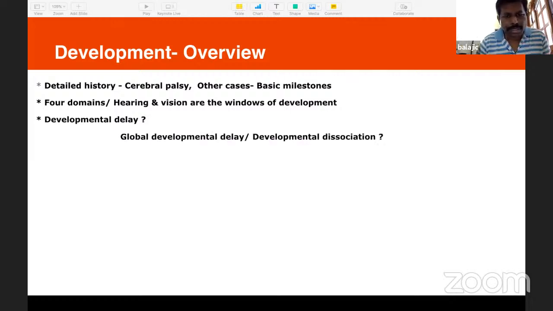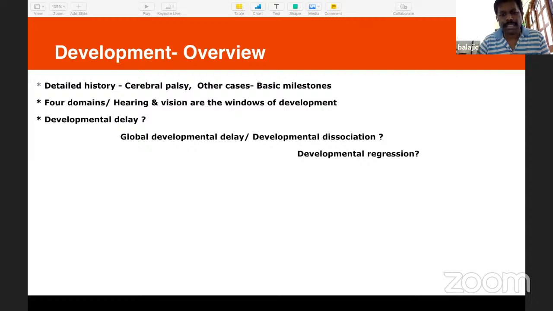If there is a developmental delay, is it global developmental delay or developmental dissociation? Global developmental delay, in the sense that all the 4 domains are involved, then that is global developmental delay. Developmental dissociation: sometimes you can have a single domain being more affected. For example, in cerebral palsy, often the motor system will be more affected. Then is there a developmental dissociation, or is it a global developmental delay involving all the 4 domains?